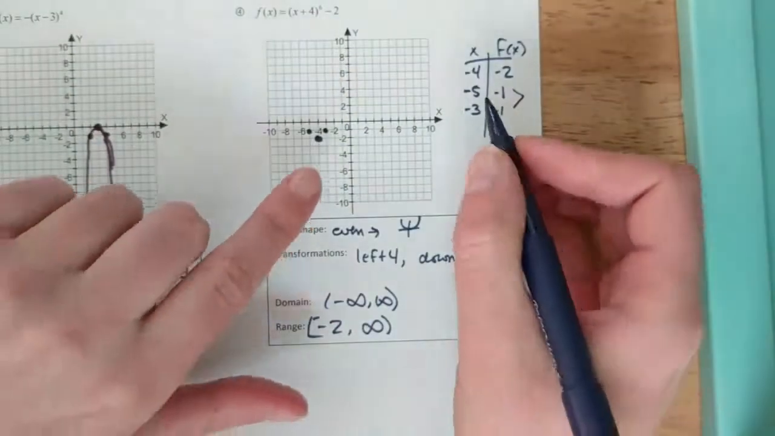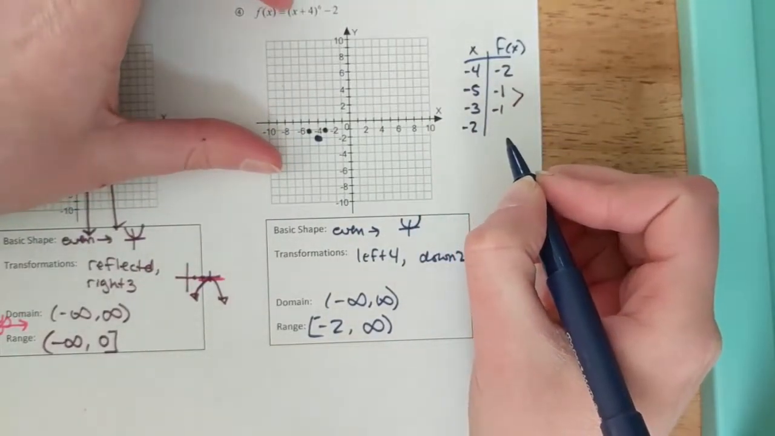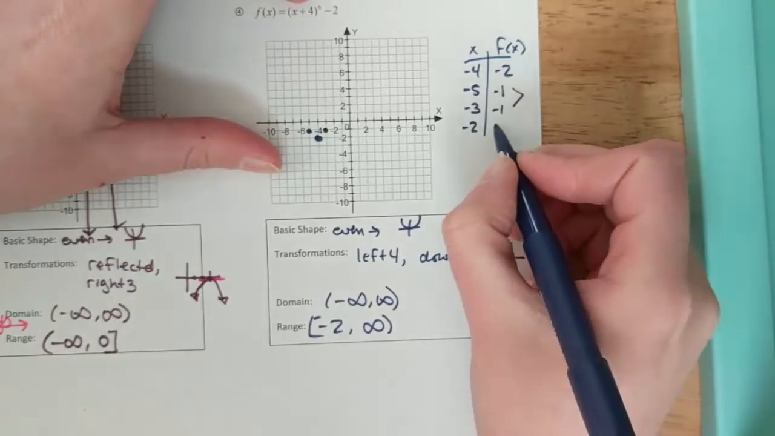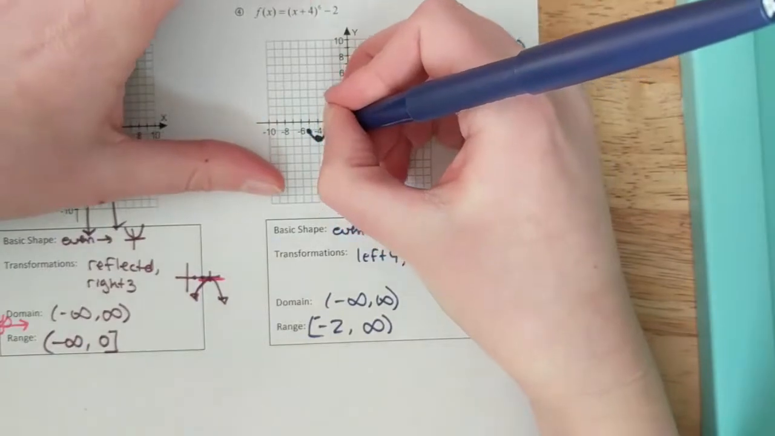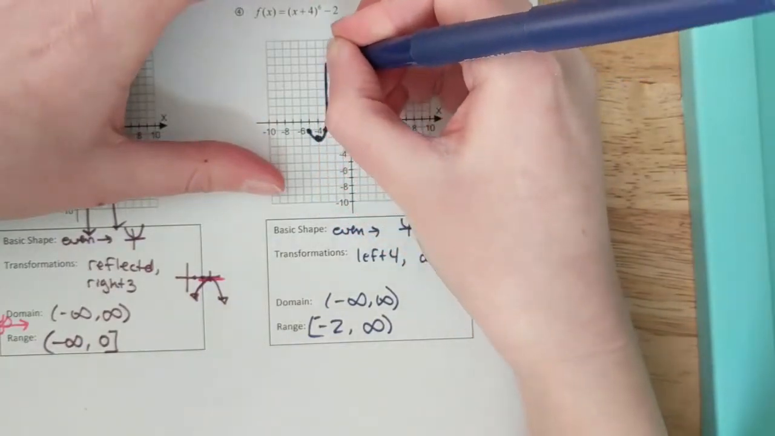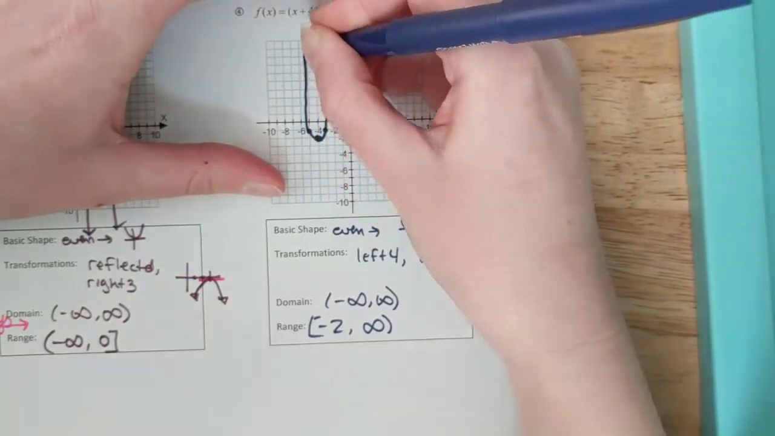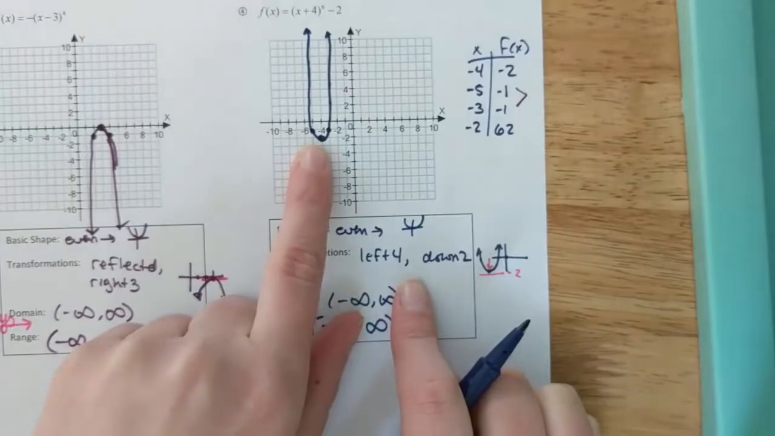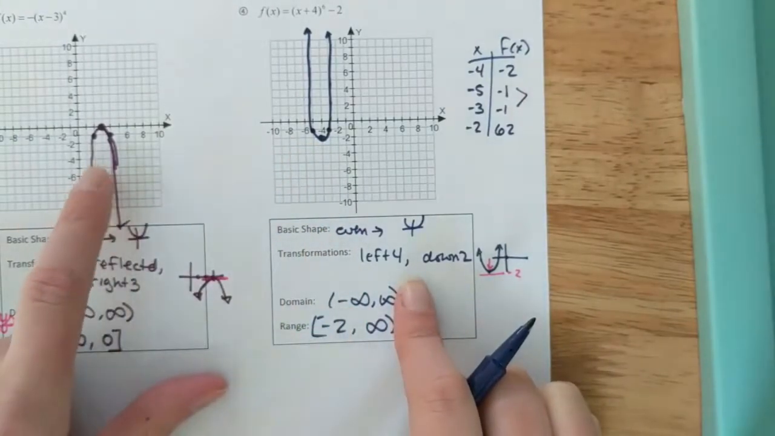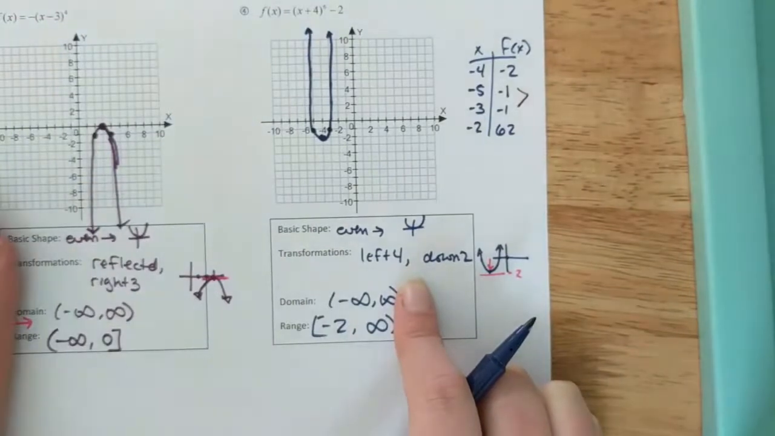If I try plugging in one more value, say -2, -2 plus 4 is positive 2, to the 6th is 64, minus 2 is 62. Again, way too high to graph. So this is going to be very, very narrow. Okay. All right. Now, this graph didn't have a narrowing coefficient. It is narrower than the one down here because of the 6th power. The higher the power, the narrower it's going to be, regardless of any coefficient.